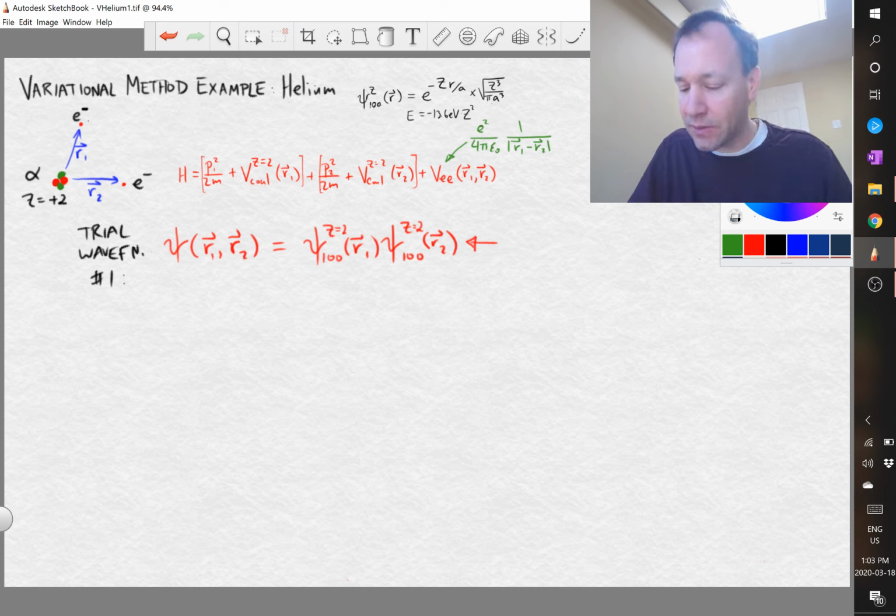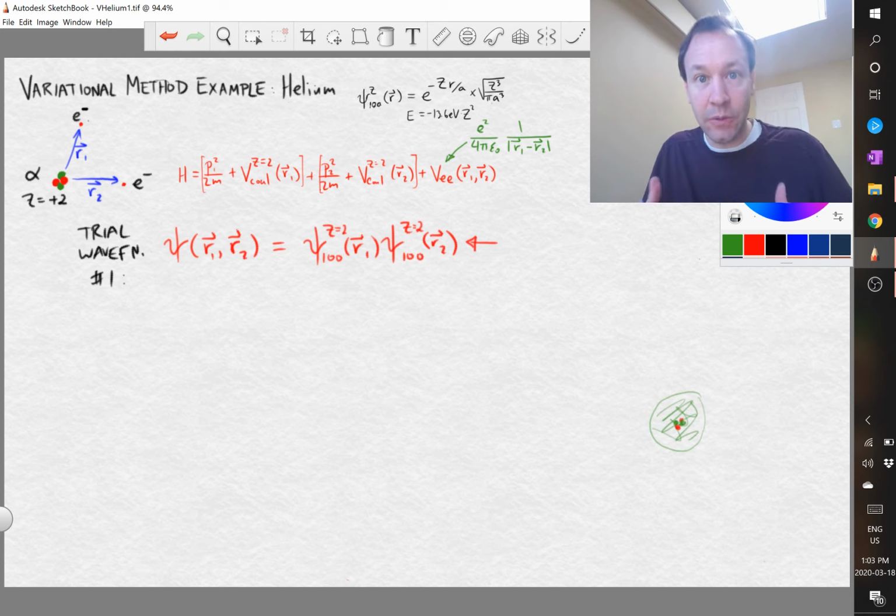Okay, so let me actually draw a picture of that. Let's do that down here. We have our helium nucleus, and what we're saying is that if we only had one electron, then there'd be this kind of spherically symmetric wave function. This is like the 1s state of hydrogen, and then we're saying, okay, now there's a second electron on top of that, and we're going to assume that it has exactly the same wave function.